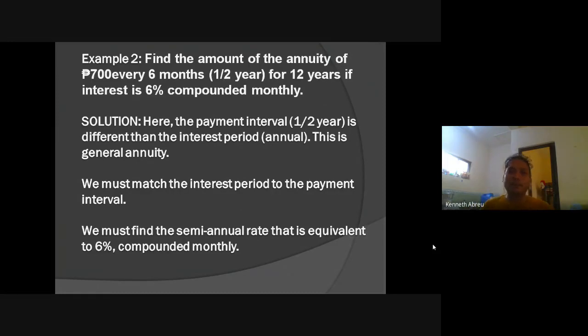Let's have an example of general annuity. Find the amount of the annuity of 700 pesos every 6 months, half year, for 12 years if interest is 6% compounded monthly. So here, the payment interval is half year or 6 months, which is different from the interest period, which is monthly. This is general annuity. We must match the interest period to the payment interval. We must find the semi-annual rate that is equivalent to 6% compounded monthly.